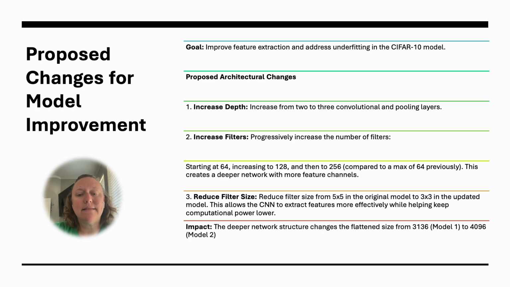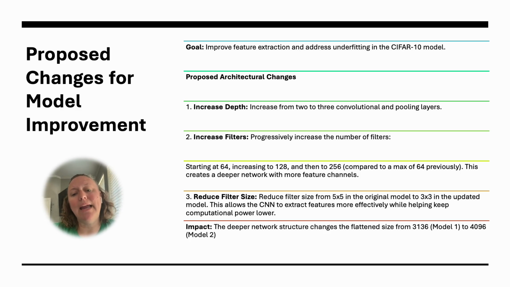Based on this analysis, I then designed an improved model specifically for CIFAR-10. Let's take a look at some of the key modifications to try to address the underfitting problem by increasing the model capacity and feature extraction capability. First, I added a third convolutional and pooling layer. This creates a much deeper network that can learn more hierarchical features, from the simple edges in the earlier layers to more complex object patterns and parts in the deeper layers.